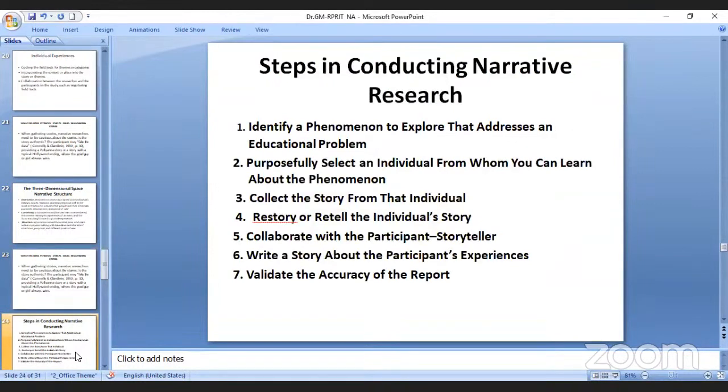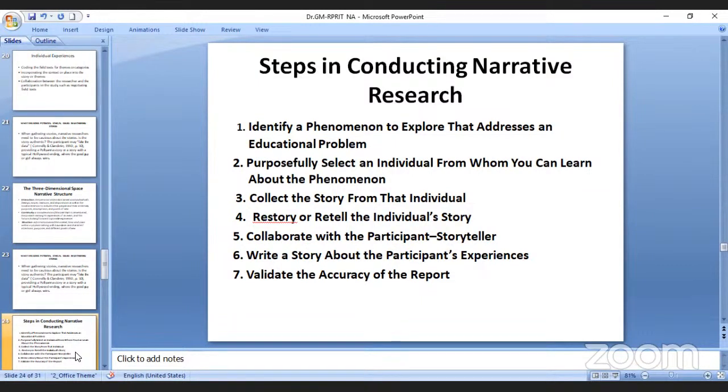Then steps in conducting narrative research. There are 7 steps in conducting narrative research. First and foremost, identify a phenomenon to explore that addresses an educational problem. You have to identify the problem. That is an educational problem. For example, some student having a behavior problem. Some student may be having problems in reading, problems in writing. Some student misbehaves with others, steals, or shows self-injurious behavior.